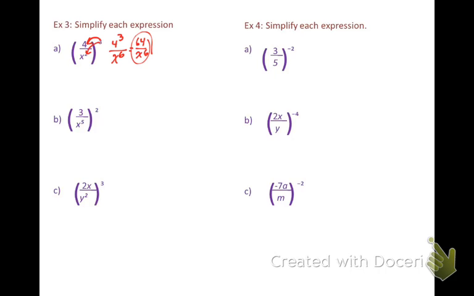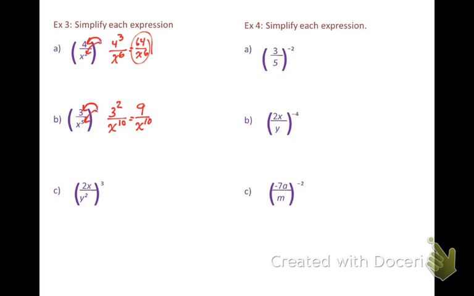Okay, B. So again, you're going to distribute this squared to the 3, so it's going to be 3 squared. And the squared to the x, so it's going to be 5 times 2 is 10. And 3 squared is 9, x to the 10th.